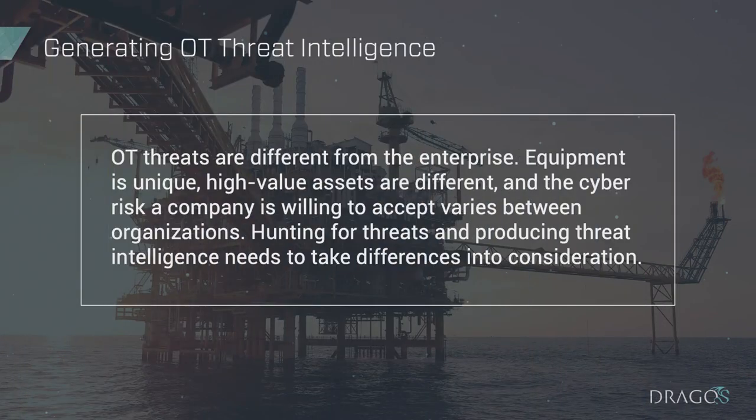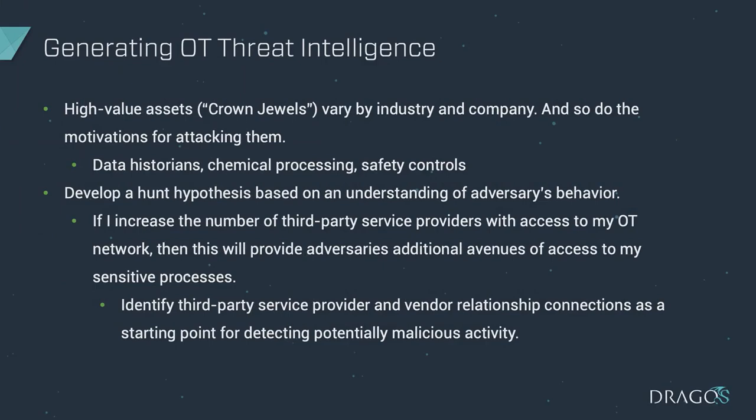So when it comes to generating OT threat intelligence, like we've said, the OT threats are a lot different from the enterprise. Equipment is unique. Your high-value assets, what you care about, is a lot different. And the cyber risk that your company is willing to accept will vary between organizations. So hunting for these threats and producing threat intelligence needs to take all of those differences into consideration. When you're talking about your high-value assets, they're often called the crown jewels. These, again, will vary by industry and even within companies, right? Like an oil and gas facility in one part of the country might have totally different crown jewels. And so do the motivations for attacking them.